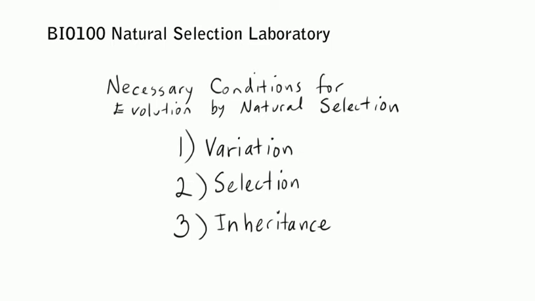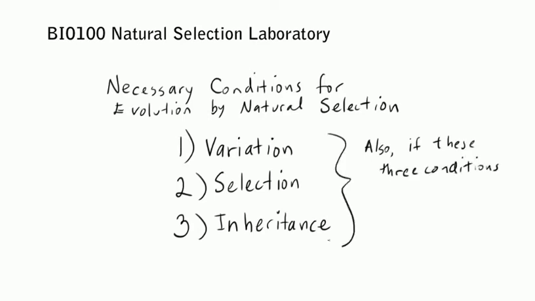Variation, selection, and inheritance. Three necessary conditions for evolution by natural selection. I'm going to add now that if you have all three of these conditions, if you meet these three requirements, then it is a fact that the next generation will be different from this generation, being a little bit more similar in phenotype to the successful parents of this generation. This is evolutionary change at a micro scale. We even refer to this as microevolution.